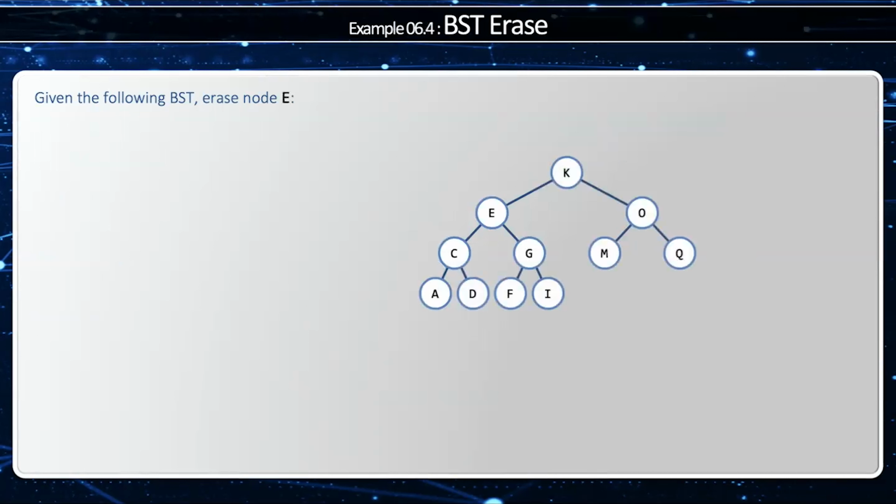Second example, I'd like to erase node E. So I'm going to start at the root and I keep going until I find E. There we go. I'm going to identify the case. I have two children, which means I must find the in-order successor.